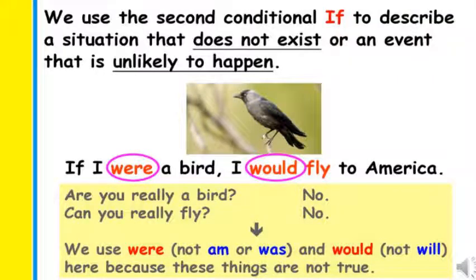We use the second conditional if to describe a situation that does not exist or an event that is unlikely to happen. If I were a bird, I would fly to America. Are you really a bird? No. Can you really fly? No. We use were, not am or was, and would, not will, here because these things are not true.